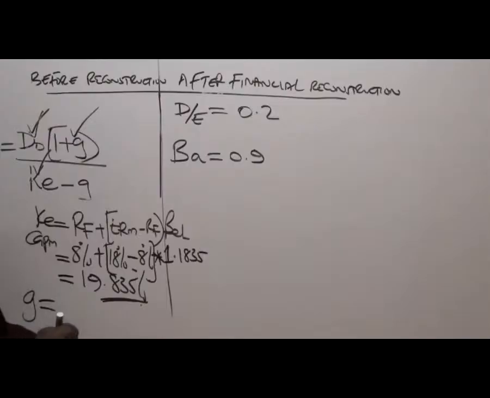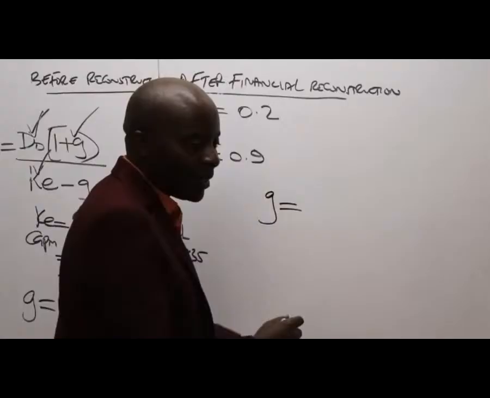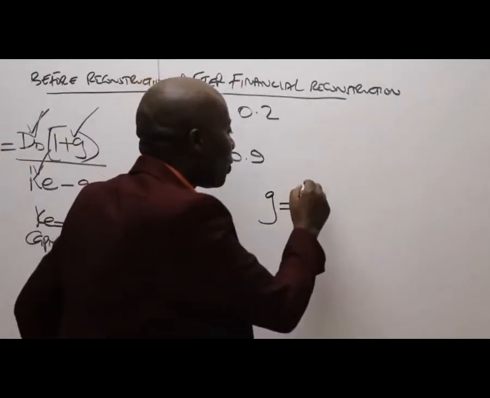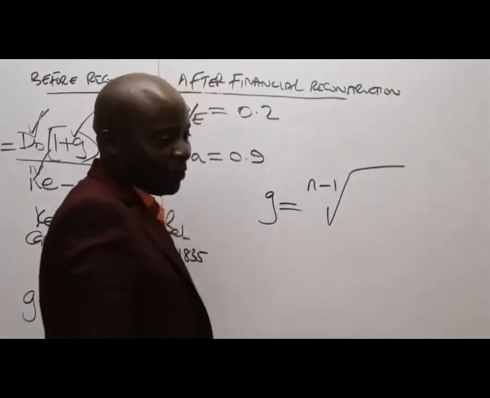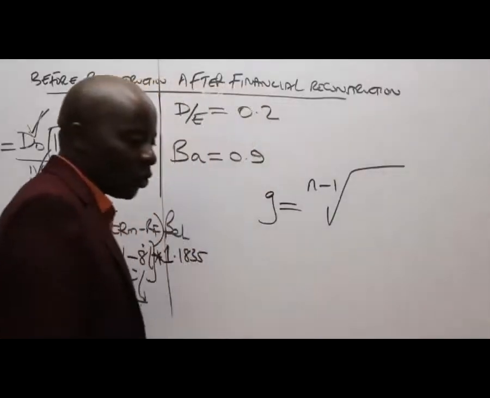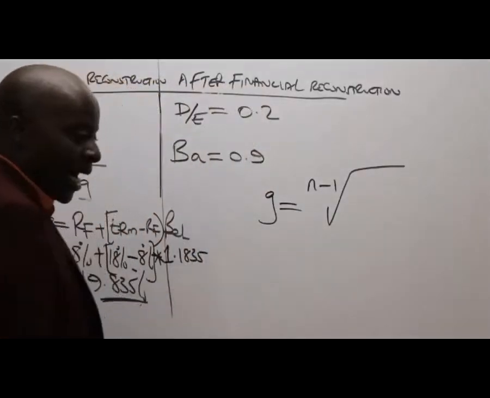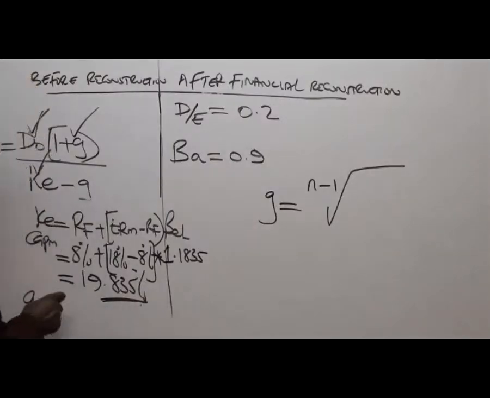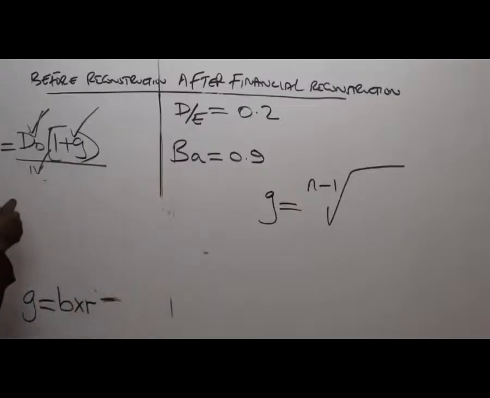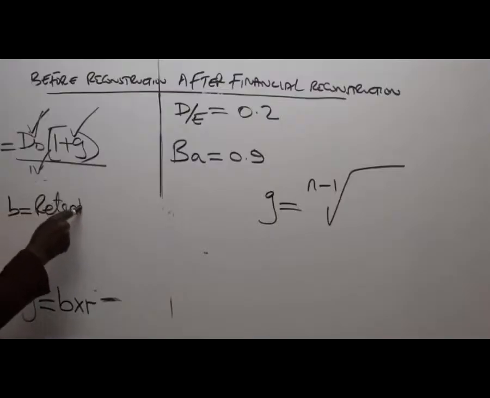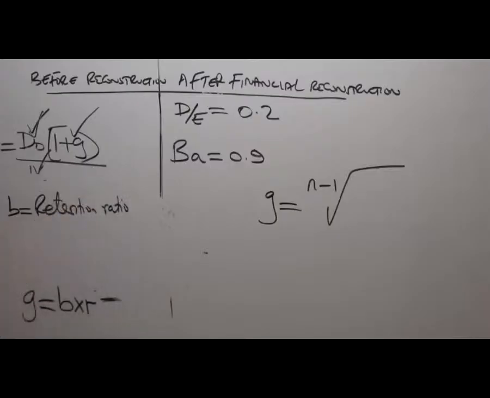Great. So remember, when it comes to growth rate, there are those formulas that I know you must have seen, like that formula which talks of the n minus 1 root of something over something minus 1. That formula cannot be applicable here. The formula that we shall use here is growth rate equals B times R, BR, where B stands for the retention ratio and R stands for return on equity.